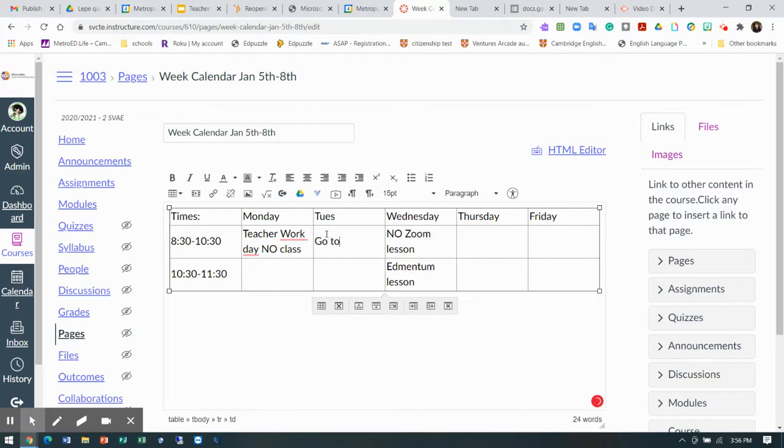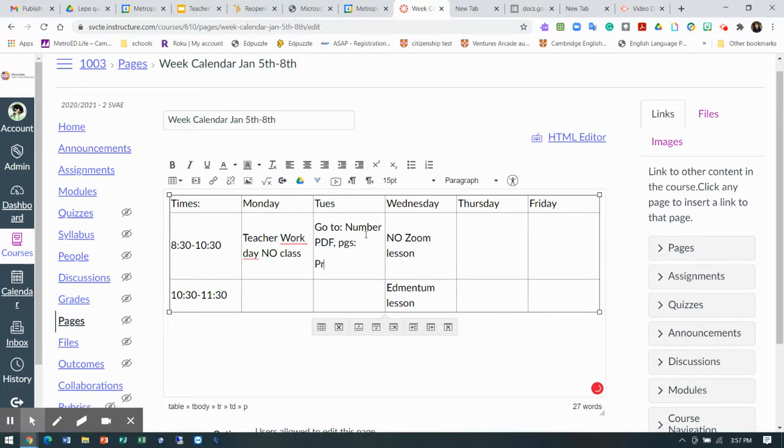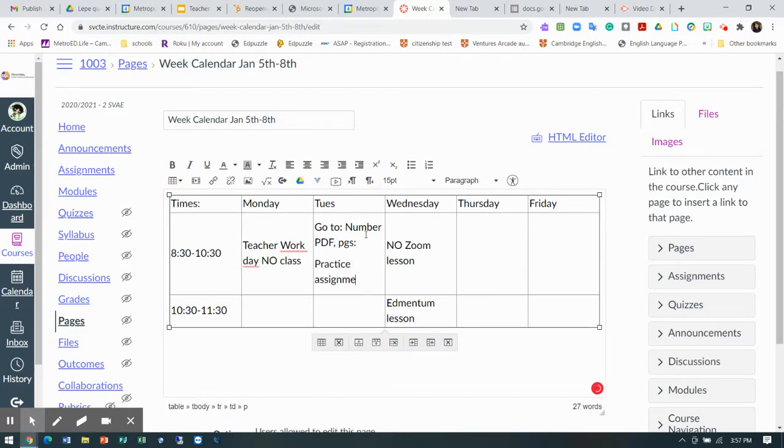the numbers book, the Numbers PDF, pages, and we're going to go look there. It's in the module, and we'll have some assignments there, and it'll say, do the assignment. If I say, work on the practice assignments, then we're going to have them go to the Edmentum lesson.